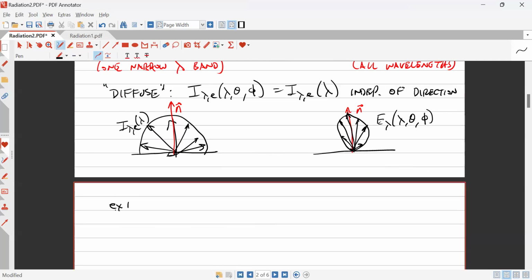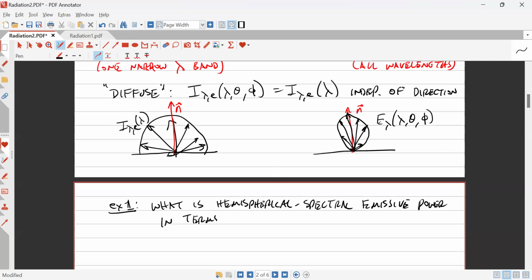Here's our first example for this module. Example 1: what is the hemispherical spectral emissive power in terms of intensity for a diffuse surface?